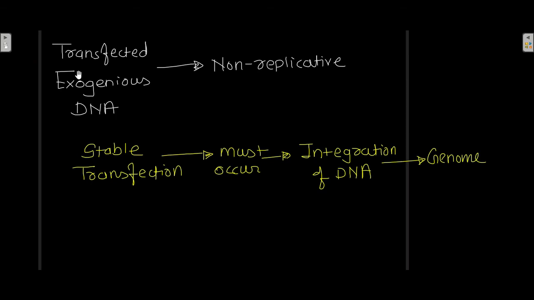If the transfected exogenous DNA is non-replicative, then stable transfection must occur by integration of DNA into the genome. Okay, if the exogenous DNA that you are inserting into a particular animal cell is able to replicate on its own, then there is no problem. But if that exogenous DNA is non-replicative, then stable transfection must occur and there should be integration of DNA into the genome for the sake of replication and expression.